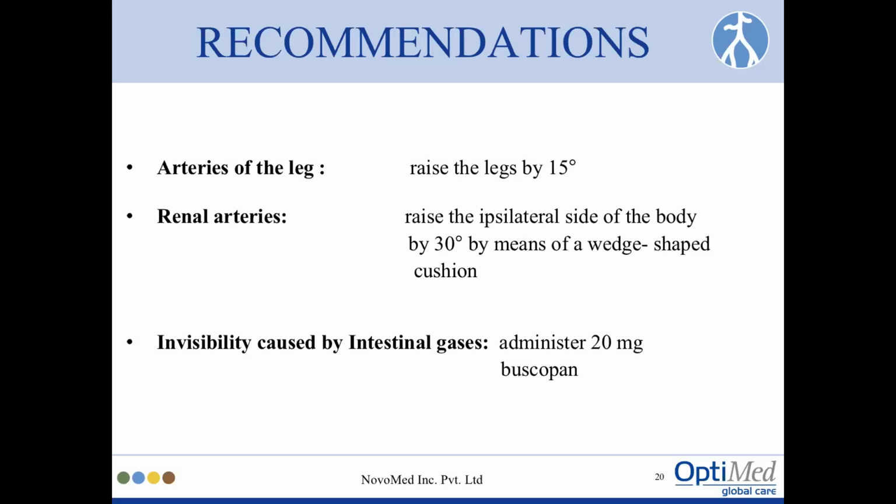If you're planning to look at the renals, then you need to tilt the patient, raising the ipsilateral side by about 30 degrees. And sometimes the aorta and iliacs may be difficult to visualize on the first shoot because of constant bowel movements, the gas movements inside the bowel, which obliterates your visual field. In which case, sometimes you may need to give an injection of 20 milligrams of Buscopan to immobilize the bowel while you actually take your shoots.